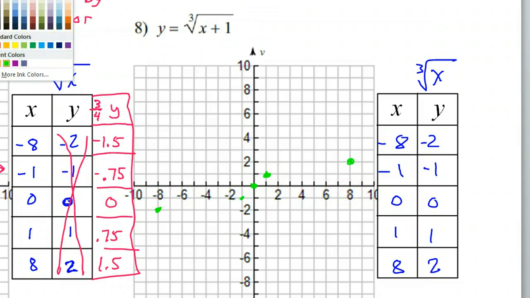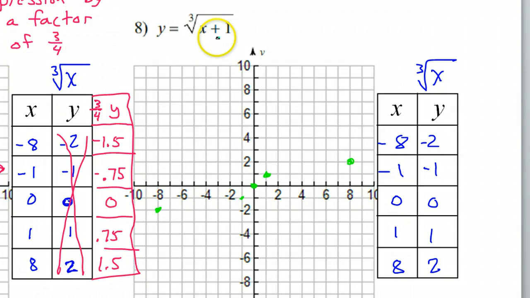So we now must apply the transformations. Well, I really only see the 1. This is going to be left 1. Okay, so I'm just going to move everything left 1, and that's it. So this will end up here, and here, here, here, and here. So go ahead and draw your curve.